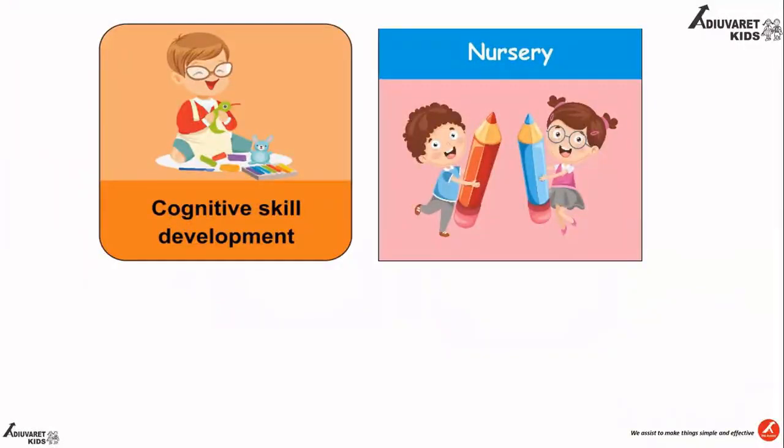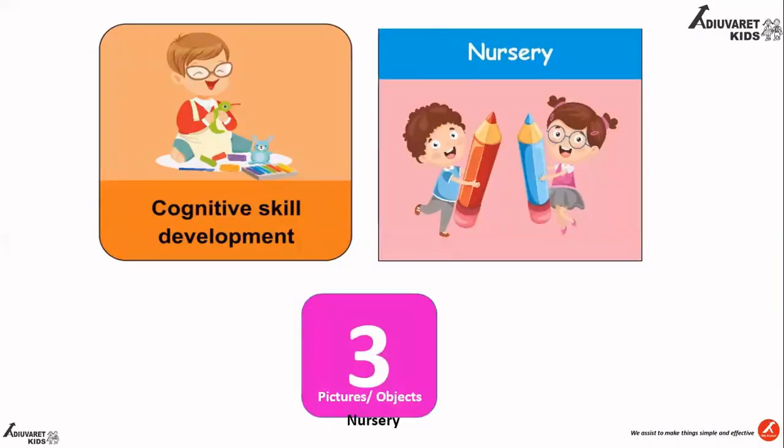And nursery class children are between 3 and 4 years old. As we have already discussed, we will be taking 3 pictures or 3 objects and engaging the child to read these pictures or objects simultaneously and make meaning out of it, and make sure the comparison is done correctly as far as the size is concerned.